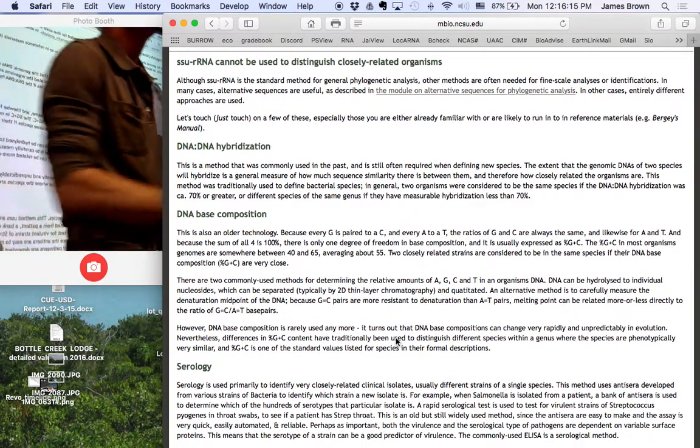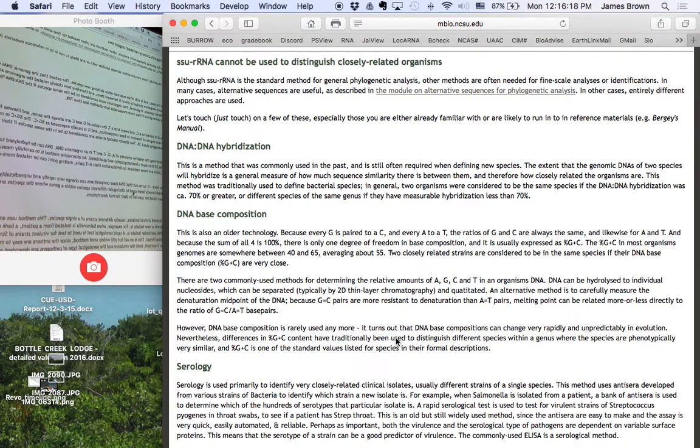The next point is there are some situations where molecular phylogenetic analysis of any kind may not be the approach you're looking for. There are lots of other methods, and you've used some of them. Let's talk about a few of those. One of them is DNA hybridization.